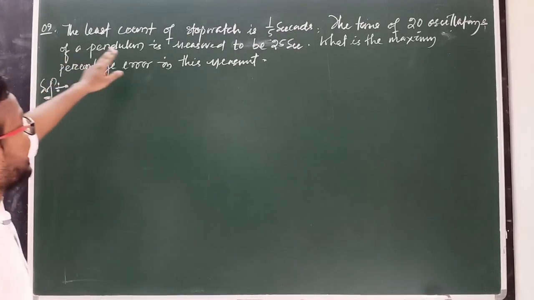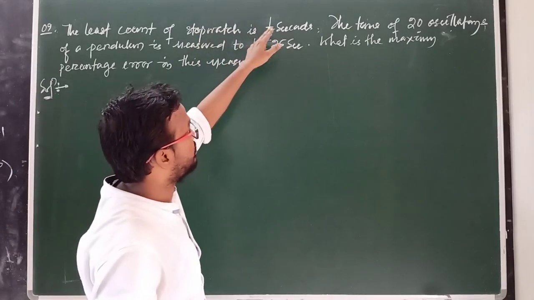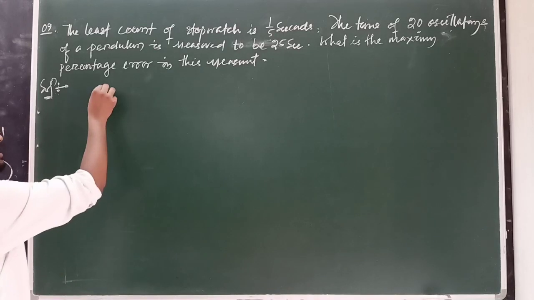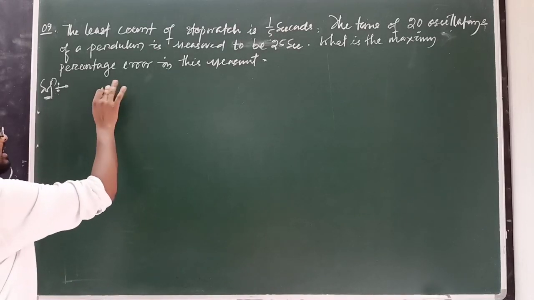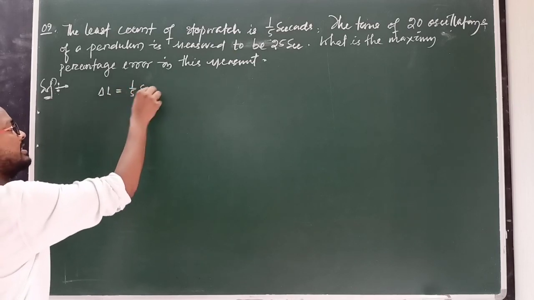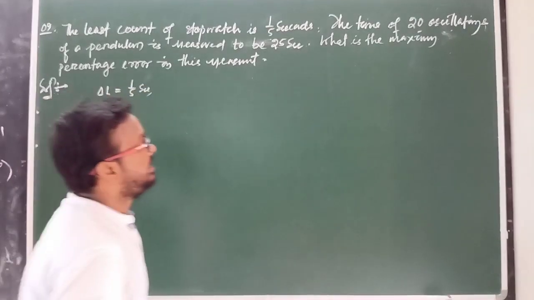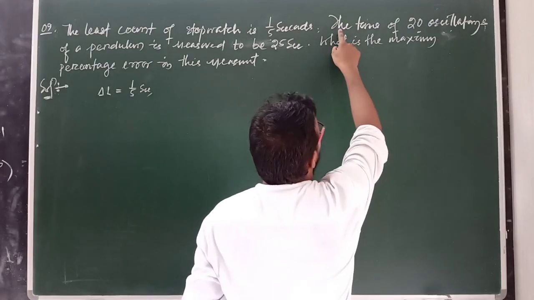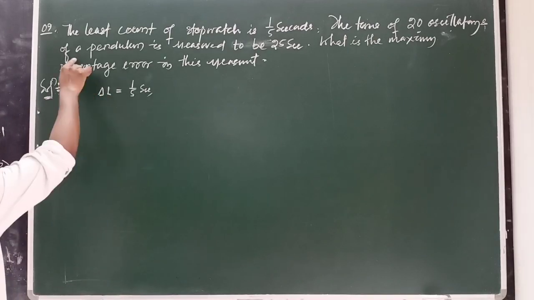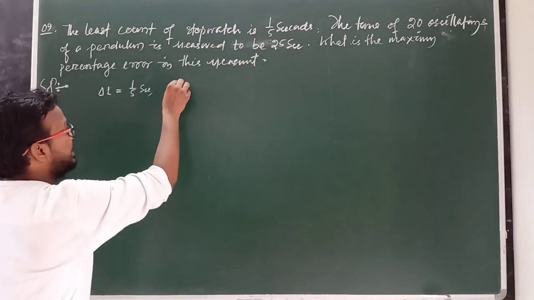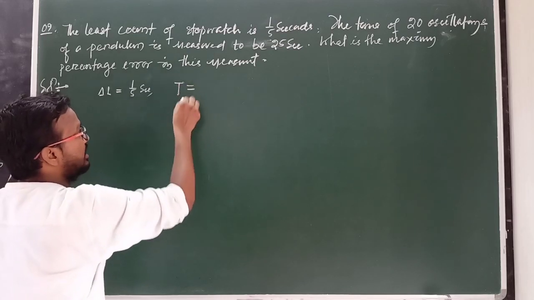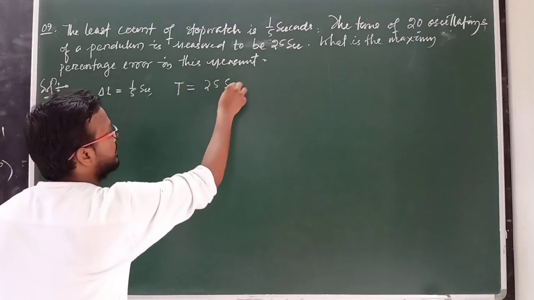The least count of a stopwatch is given, that is 1 by 5 seconds. Least count means this is the error limit, so delta t is equal to 1 by 5 second. This is the first error, and it is given that the time period of 20 oscillations of a pendulum is measured to be, meaning the total time for 20 oscillations, 25 seconds.